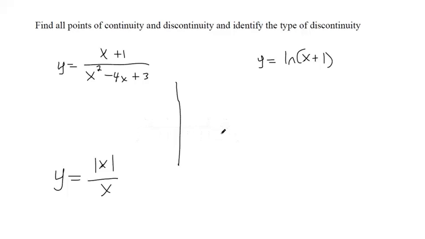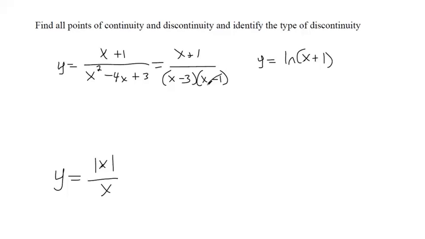Okay, so with all those in mind, all the points of continuity and discontinuity. Basically, you want to focus on the points of discontinuity. And everything that's not a point of discontinuity on the domain is a point of continuity. So a divide by 0 is the biggest thing I'm looking out for in this one. If I rewrite this, it's x plus 1 over, this can be factored, right? Two numbers that multiply to be 3 but add up to be negative 4. That's x minus 3 and x minus 1.